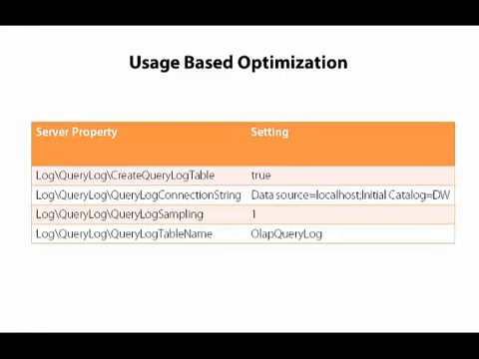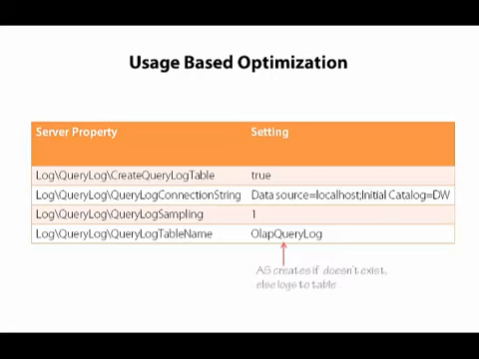Here are the 4 properties we need to set. By default, the query logging mechanism is not enabled, so we'll need to set the create query log table property to true. We'll also need to provide a connection string for our SQL Server database where we want to store the log. In addition, we need a sampling rate. In the beginning, you should change this to 1 to capture every query. And last, we identify the name of the table in which to store the query log data.